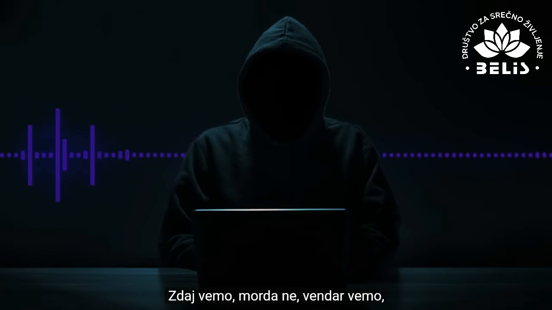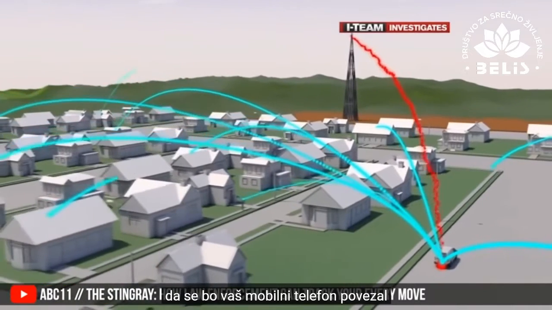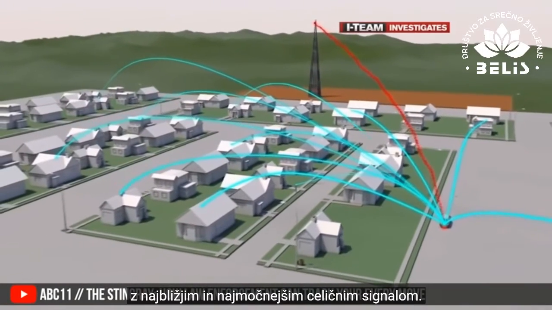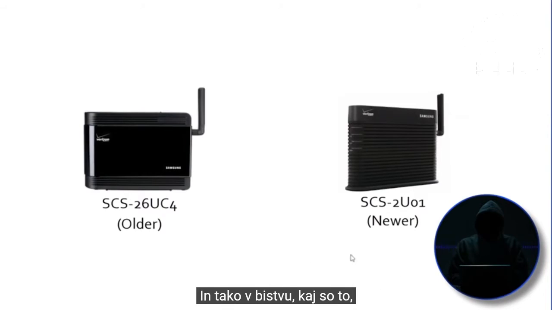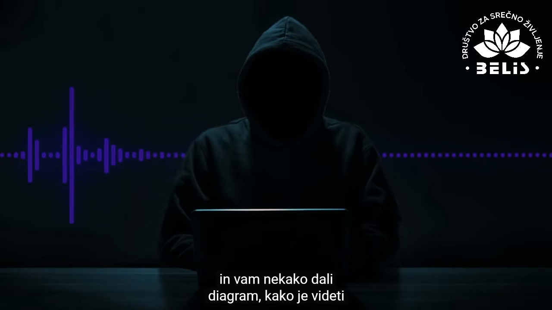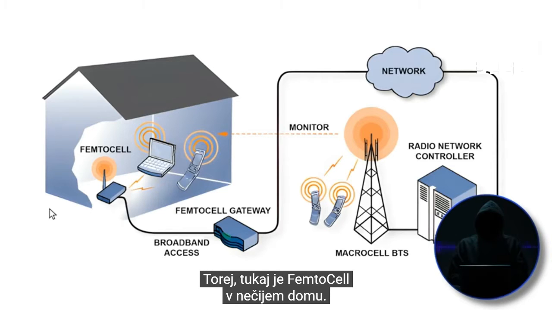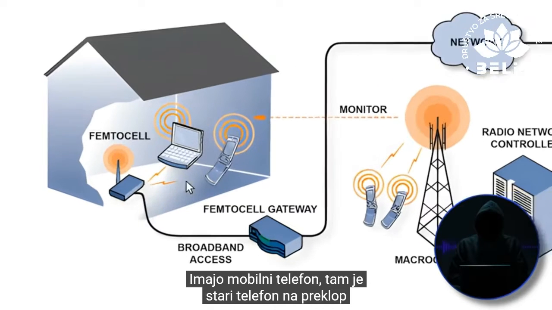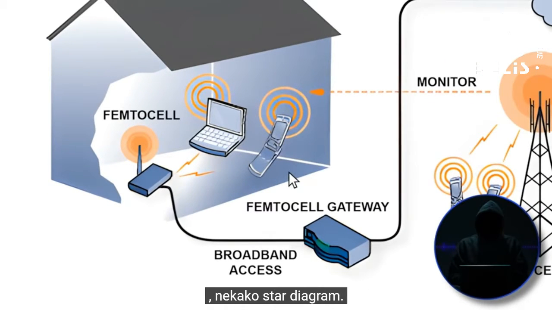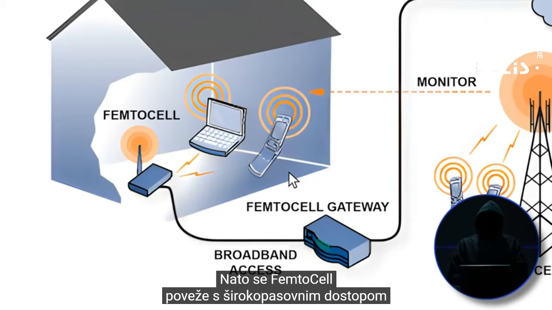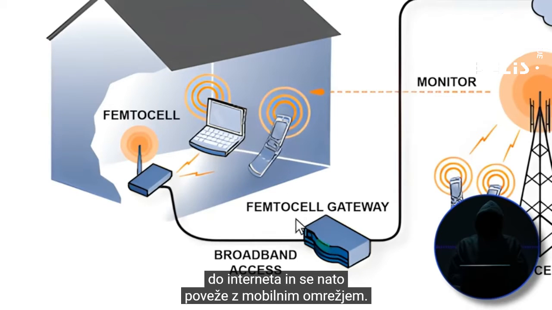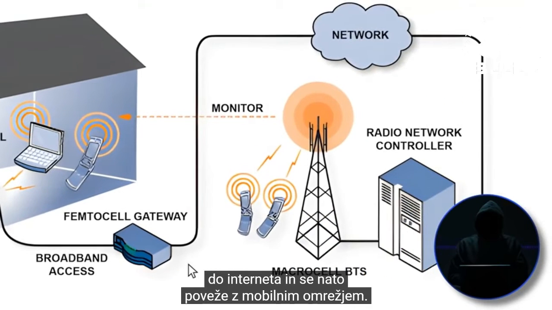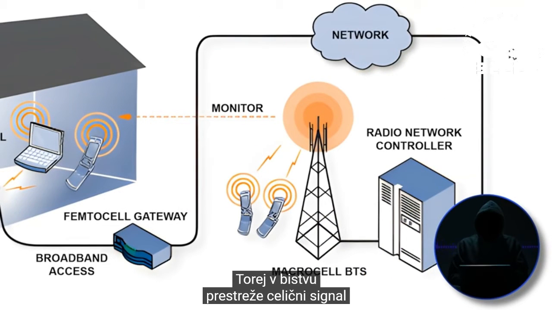Now, we know, maybe not, but we do, that your cell phone will connect to the closest and strongest cell signal. And so essentially what these are, by putting one of these in somebody's home or office, they're going to connect to this femtocell. Let me give you a diagram of what it looks like in somebody's home. So here's the femtocell in somebody's home. They've got a cell phone. It's an old style flip phone there. It's kind of an old diagram. And then the femtocell connects to broadband access into the internet, then connects to the cell network. Right? So it is essentially intercepting the cell signal.